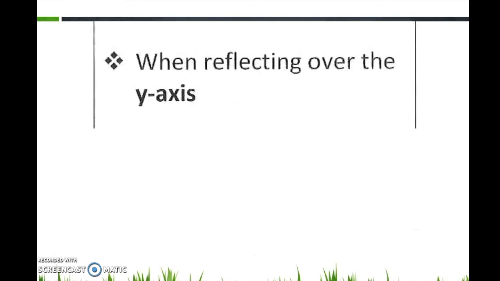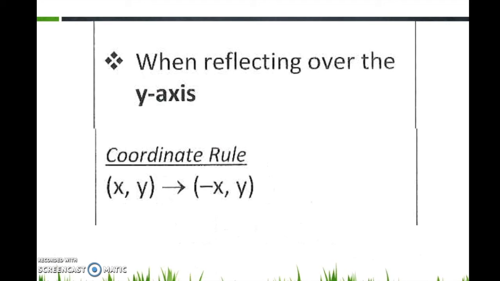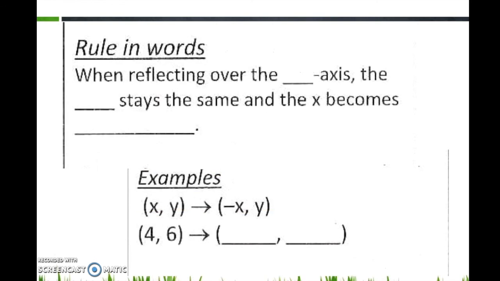When reflecting over the y-axis, here's the coordinate rule. My x becomes the opposite and my y stays the same. Let's look at that in words. When reflecting over the y-axis, the y stays the same and my x becomes the opposite. For example, the coordinates (4, 6) become, where my x becomes the opposite, so positive 4 becomes negative 4 and my y stays the same, 6.